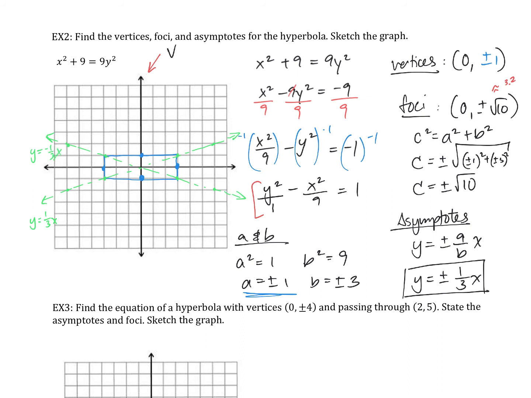What's missing? The vertices and the foci. Okay, so the vertices are at these values here: 0, 1 and 0, negative 1. And then the foci, those are at 0, plus or minus root 10, which is about 3.2. 1, 2, 3. So that's going to be 0, root 10. 1, 2, 3. About 0, negative root 10.